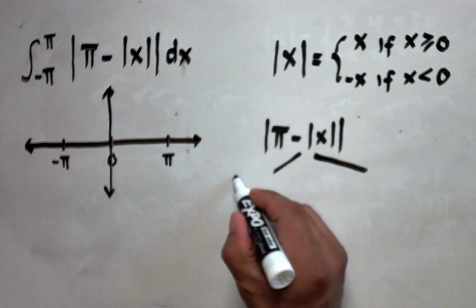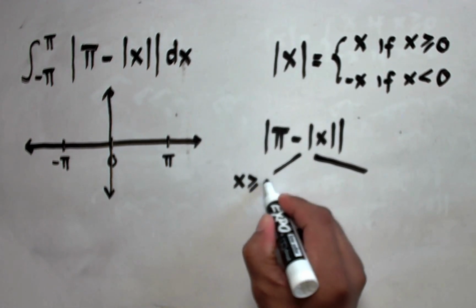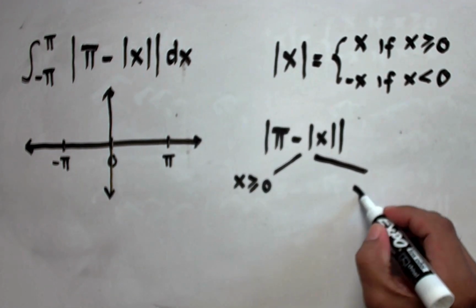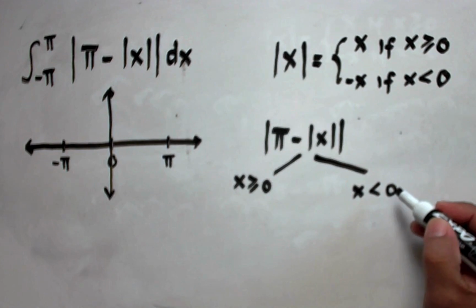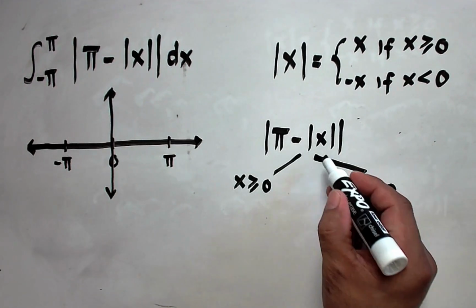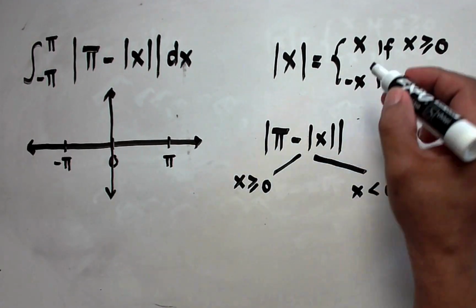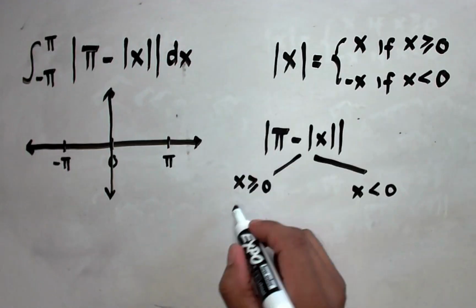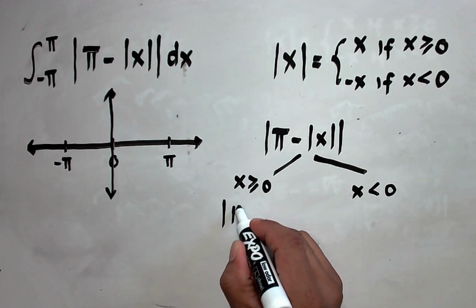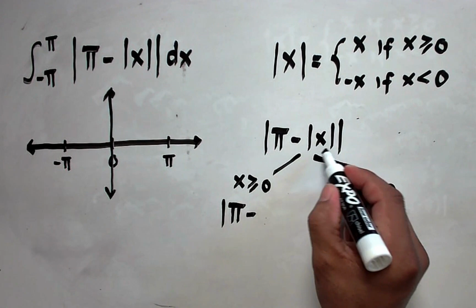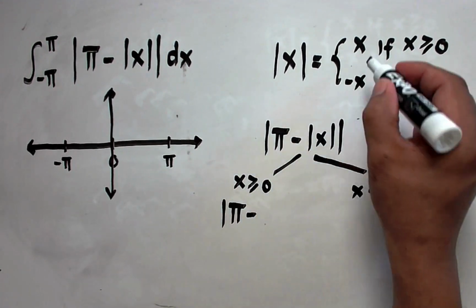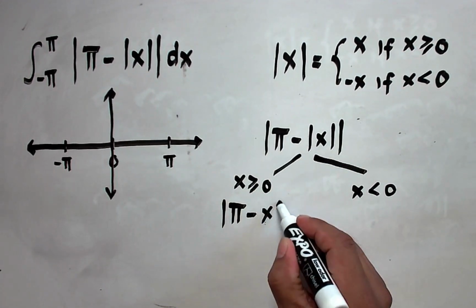One case is for x greater than or equal to 0, and the other is for x less than 0. If x is positive or 0, then the absolute value of x is simply equal to x. Therefore, that function becomes the absolute value of pi minus x, so we have pi minus x.